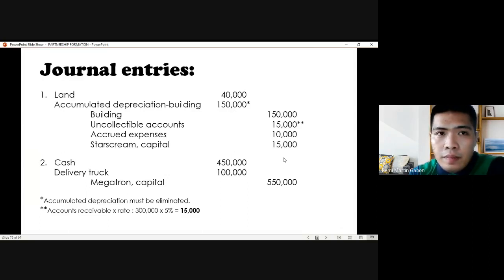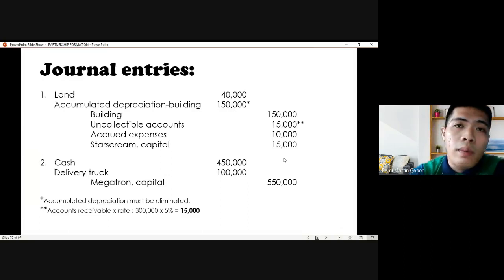Okay? Why 15,000 adjustment? 40 minus 15 minus 10. So that's 15. Okay? Then record the investment of Megatron. So debit tayo ng cash for 50,000. Debit tayo ng delivery truck 100,000. Then credit tayo ng Megatron capital 550,000. All of these entries will be present dun sa books ni Starscream as the partners, a new partnership book. Okay?